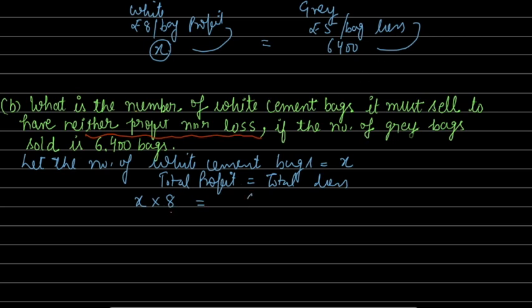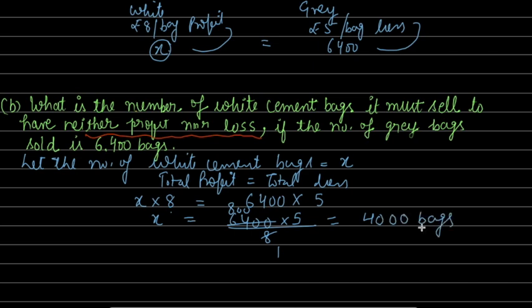Similarly here, number of bags 6400 and the price of one bag. Now this is in multiplication. If you transpose it, 8 will go in the denominator into 5 upon 8. 8 ones are 8, 8 8s are 64. Now 8 5s are 40 and these 2 0s as it is, it means 4000 bags. So the company should sell 4000 white bags so that there is no profit and no loss, to get a neutral rate.